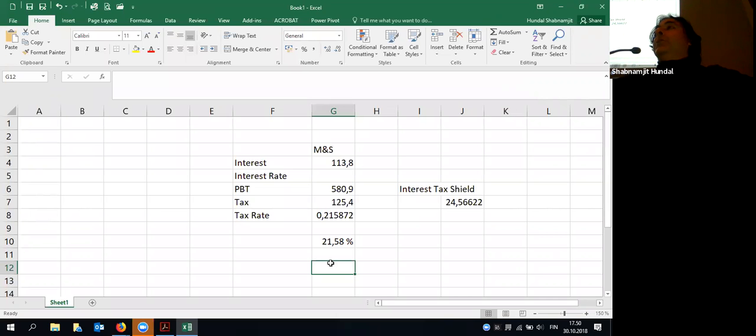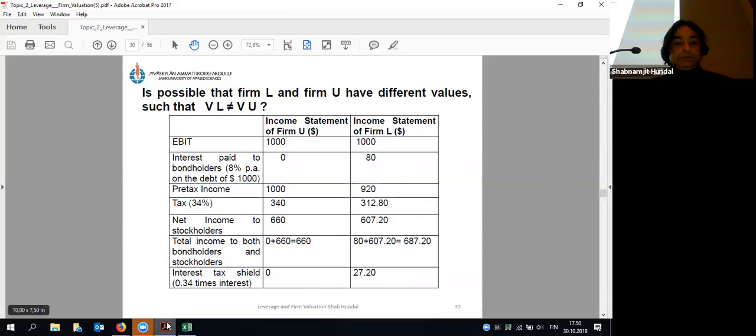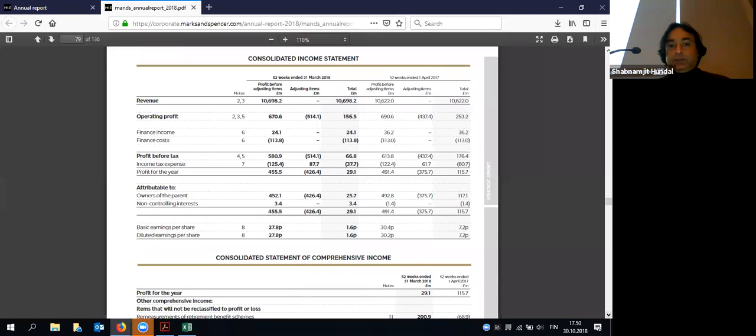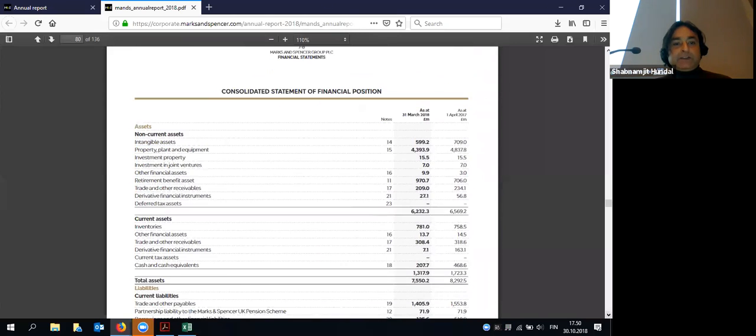That's my question. Do we have that? Where can you find the debt of Marks and Spencer? In the balance sheet. Where? Which side? Liability side. Let's find out. So we go to the balance sheet of Marks and Spencer. Marks and Spencer, where are you?